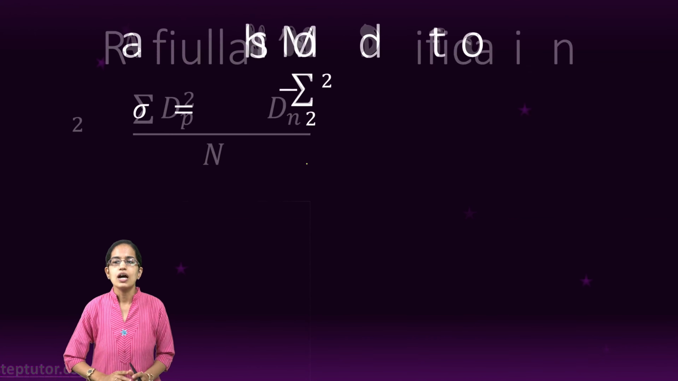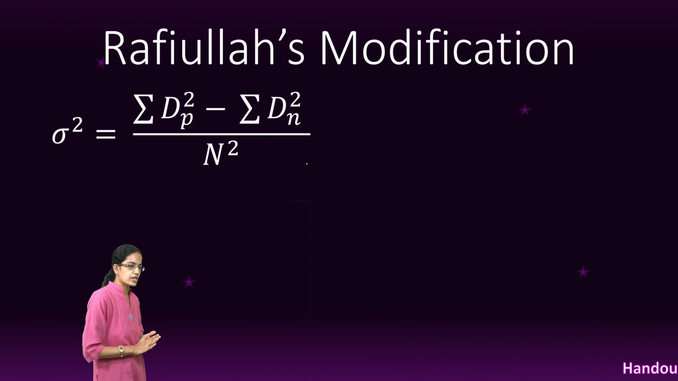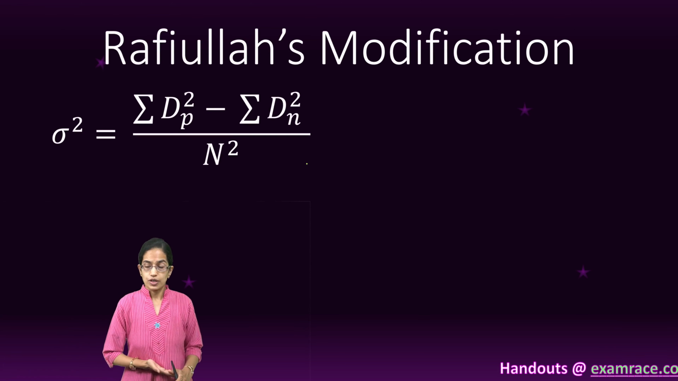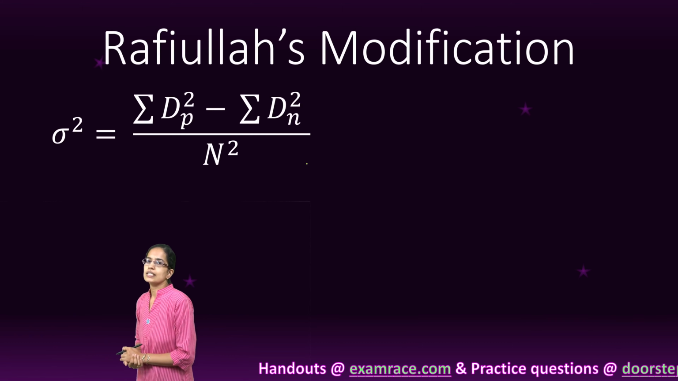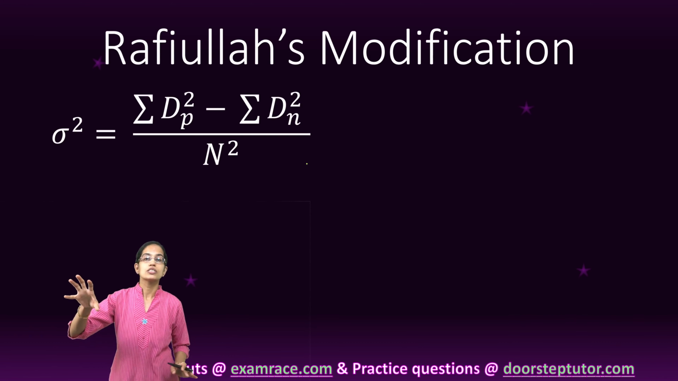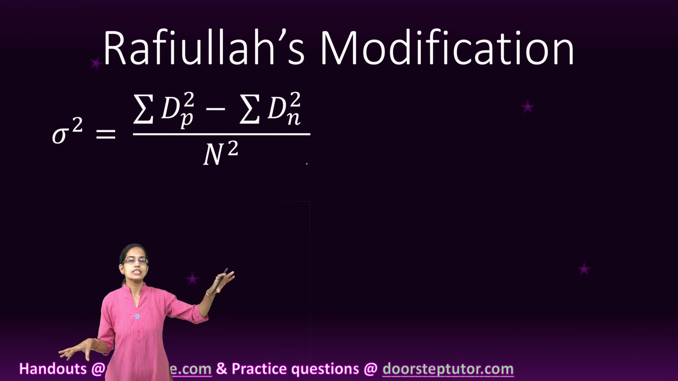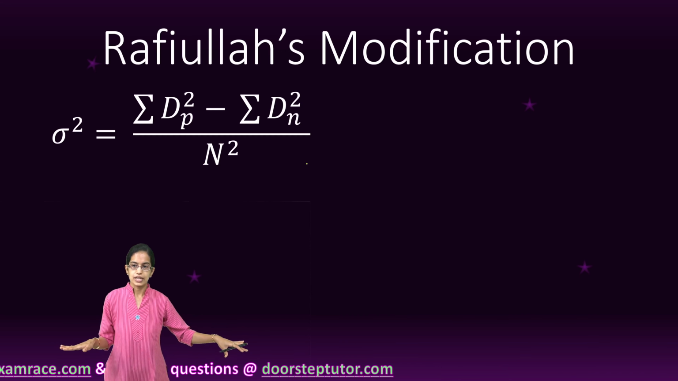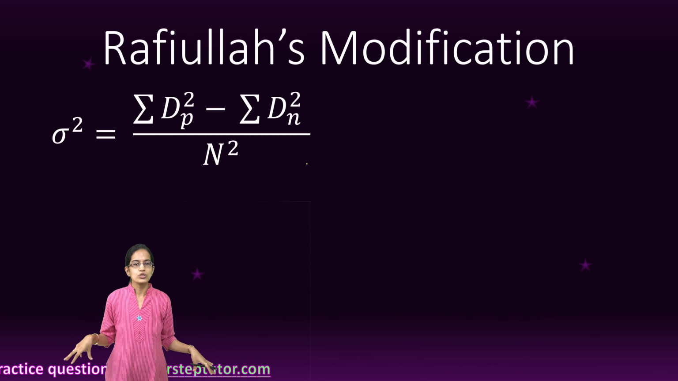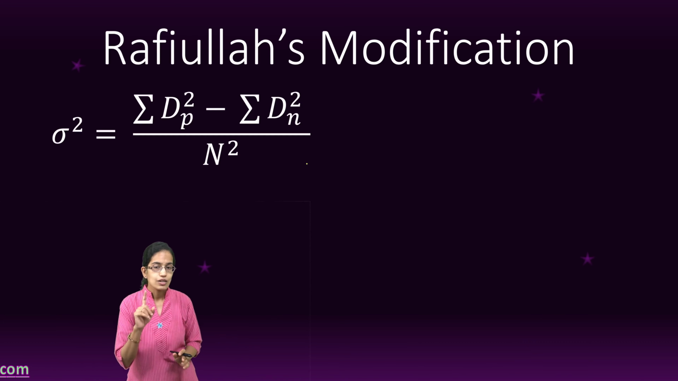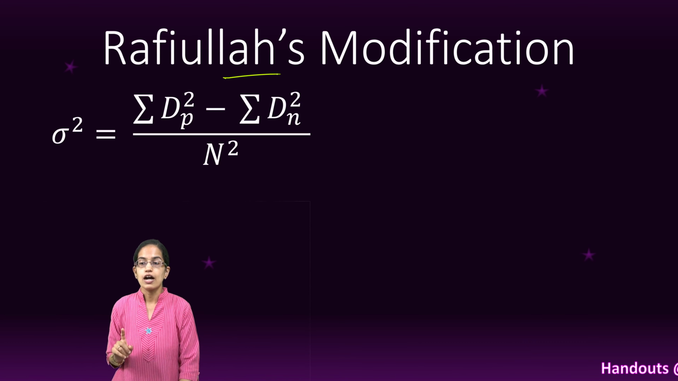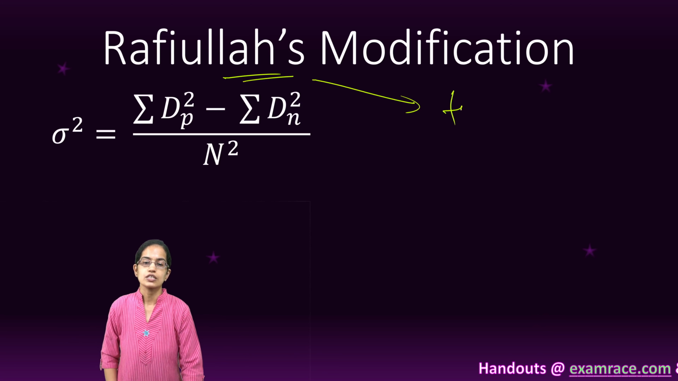But Rafiullah cited that this is not enough. There needs to be a further modification. And what modification did he suggest? He suggested that I need to take the deviations which are positive and the deviations which are negative separately. I need to square those deviations separately and then subtract them. And that was Rafiullah's idea for the functional classification of towns.